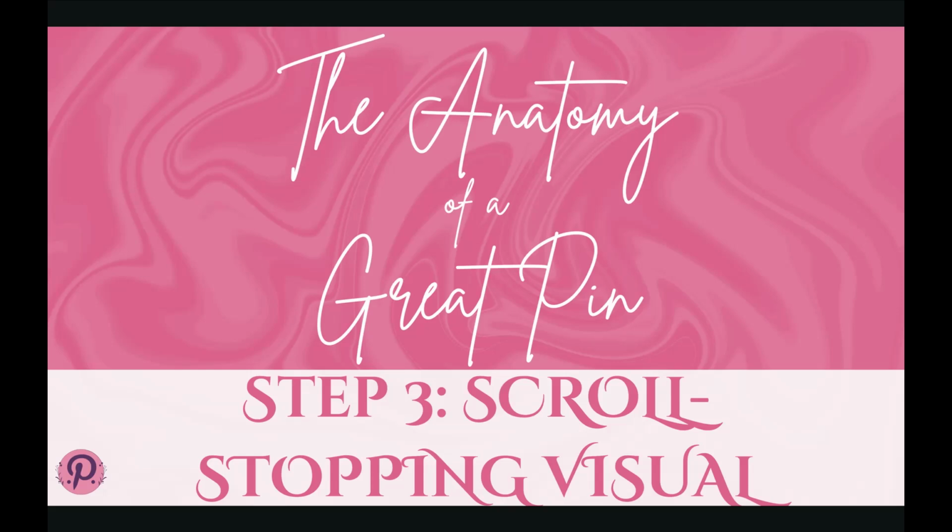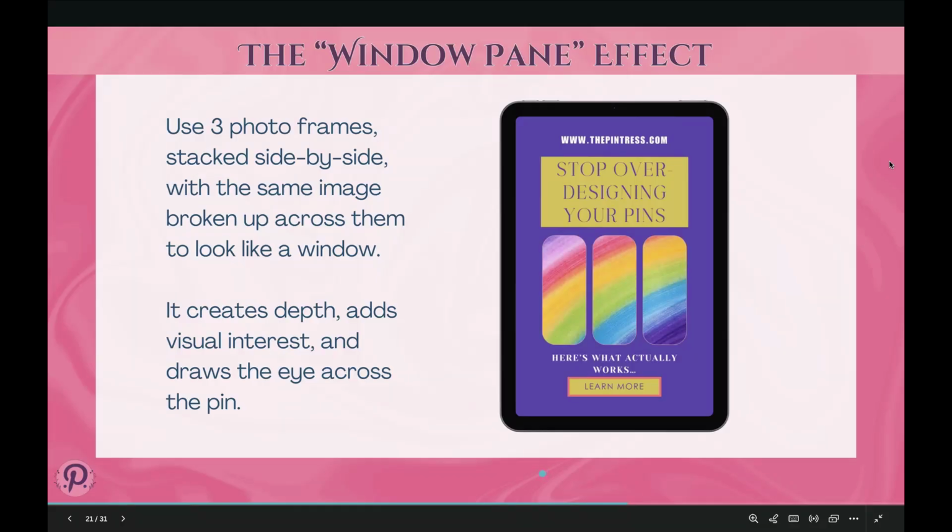Pinterest is a visual discovery engine. So while keywords matter, your image is what stops the scroll. You've got milliseconds to make them pay attention. And you don't do that with generic copy and paste Canva templates, although some of them are awesome. So you do that with scroll stopping visuals that are built with strategy, and I'm going to show you exactly how. So the first trick I am going to share with you is the window pane effect.